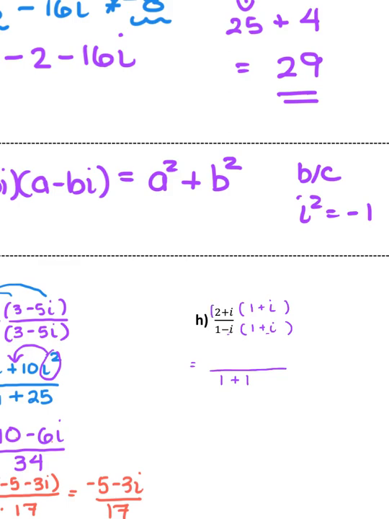On top, I'm going to have to FOIL this out. So I have a 2, I have a 2i, I have an i, and we have i squared. So simplifying this out, i squared gets replaced with -1. So 2 minus 1 is 1, plus 3i on top, and on the bottom we just have 2. And that would be your final answer.